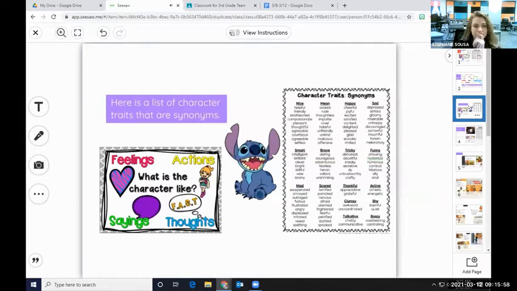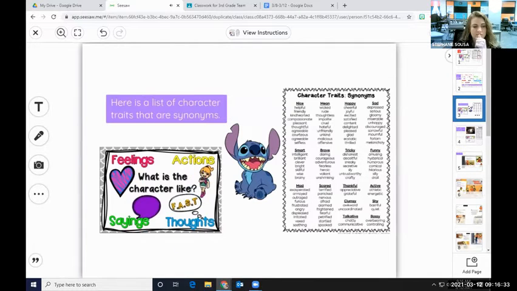Here we have a character traits list based on synonyms. For example, instead of saying someone is nice, here are different words that could describe them. Instead of saying someone is tricky, here are some other words that could also describe them. We're going to look at this character here in the middle, Stitch, Experiment 626, and label him with some character traits based on his feelings, actions, sayings, and thoughts.